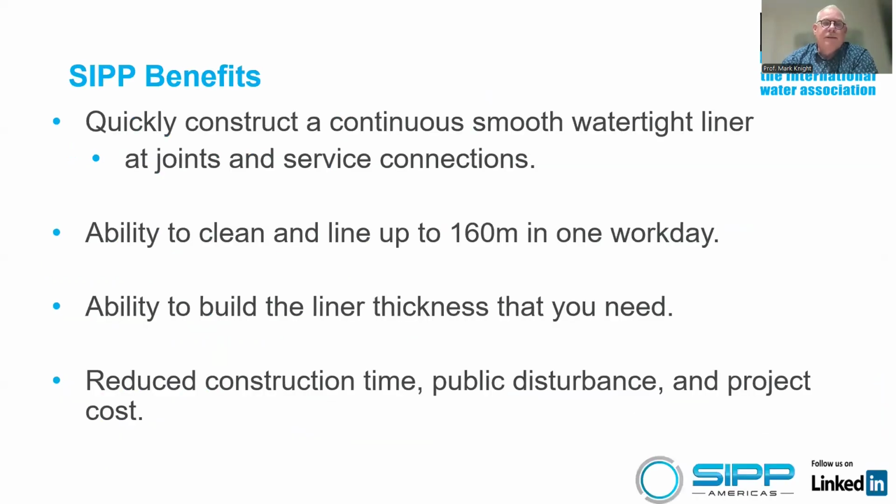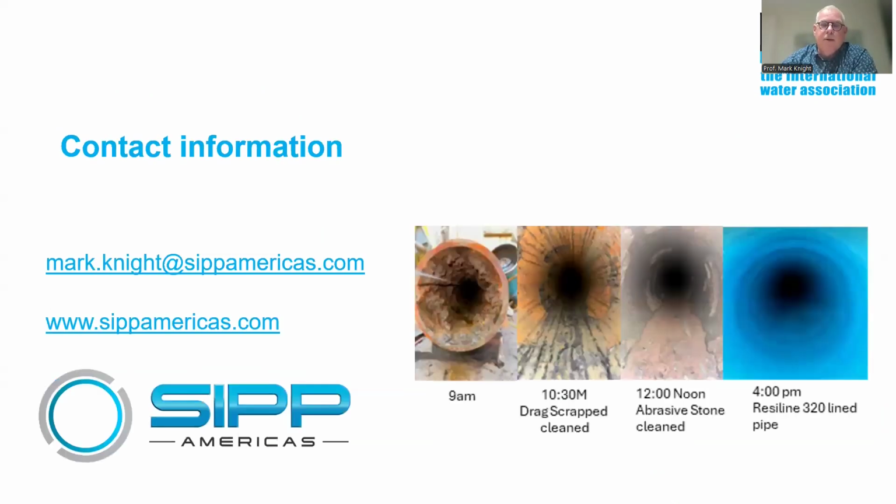So some of the benefits: we can quickly construct a continuous, smooth, watertight lining at joints as well as at service connections. We can clean and line up to 160 meters in one workday, so it's extremely fast. And we can build the lining thickness that you require to meet your needs. If we reduce construction time and public disturbance, we also reduce project cost itself. So I'll turn it back over to Gary.